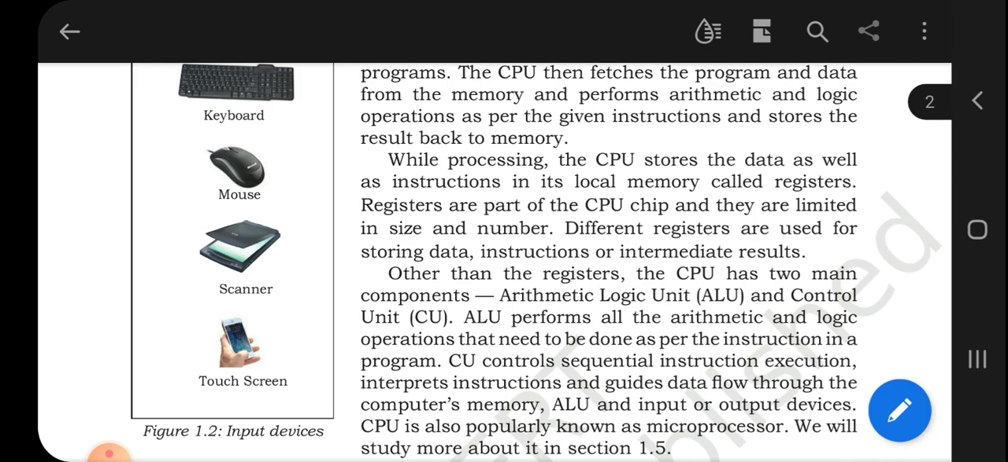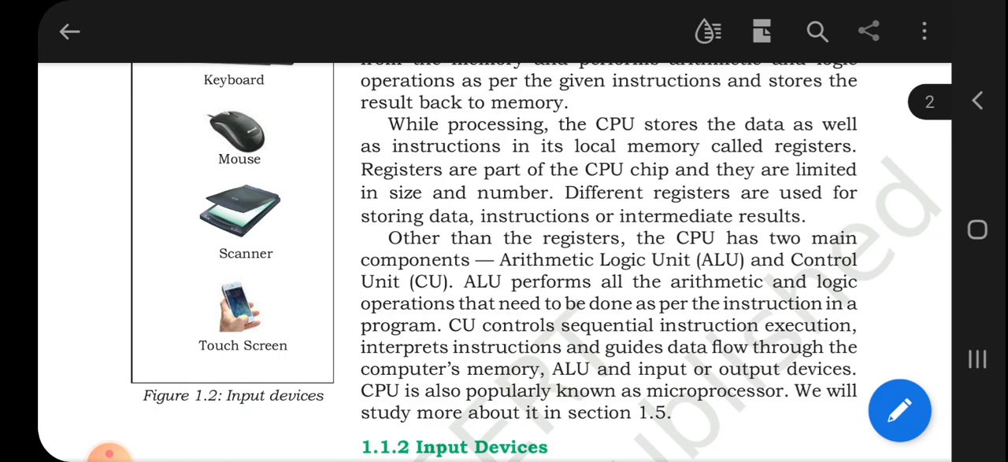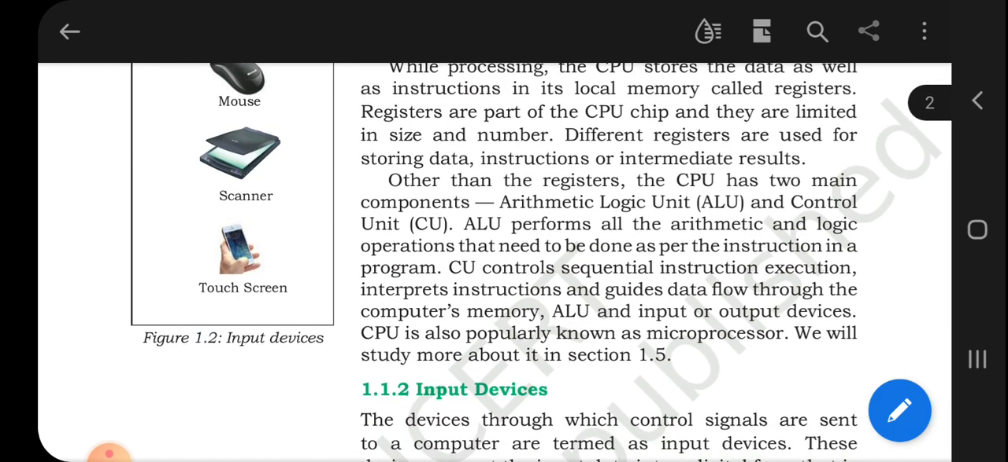ALU, that is arithmetic logic unit, performs all the arithmetic and logic operations that need to be done as per the instruction in a program. CU controls sequential instruction execution, interprets instructions, and guides data flow through the computer's memory, ALU and input or output devices. CPU is also popularly known as microprocessor, right?